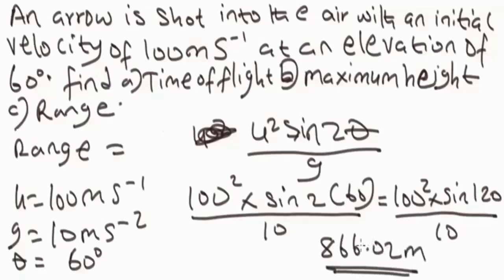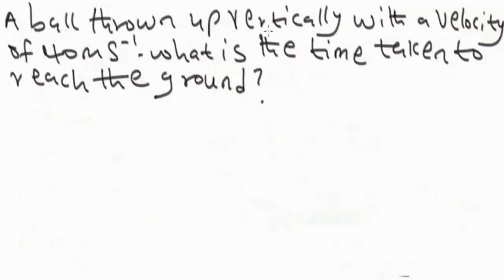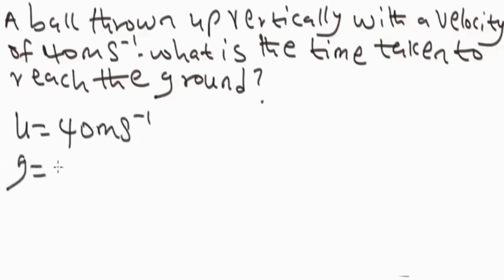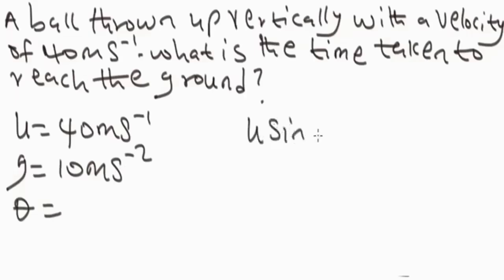Let's solve one more problem, and after that you can call it a class. The question says a ball is thrown up vertically with a velocity of 40 meters per second. What is the time taken to reach the ground? That's time of flight. We have our u, initial velocity, as 40 meters per second, and our g, acceleration due to gravity, which is constant, 10 meters per second square. We're going to apply the formula 2u sine theta over g.